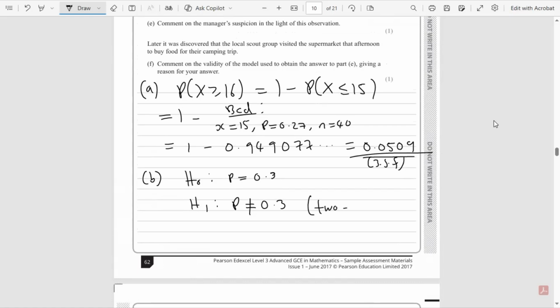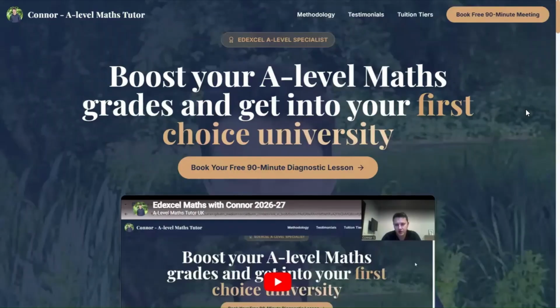So when you have the not equal to sign in your H1, you know it's going to be a two-tailed test.